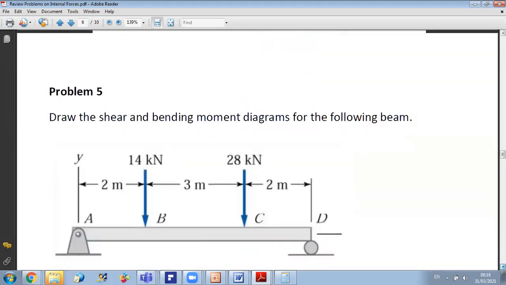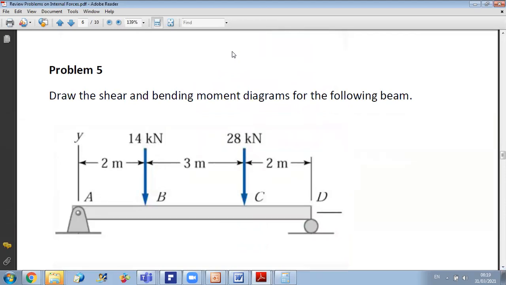But let's say you have a moment here, for example, at the middle of your beam. You have a couple moment, a clockwise couple moment, let's say, of 20 Newton meter.